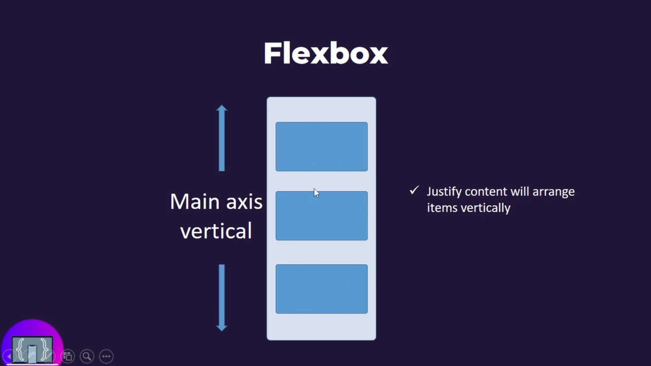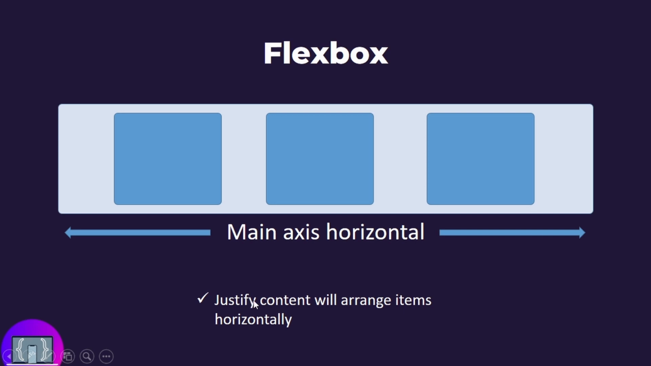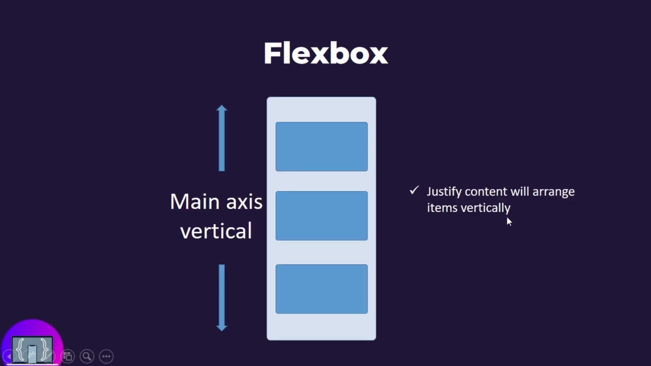And in case the main axis is vertical, which we have in this case, the justify content property is going to arrange the items vertically. So it's going to justify the content vertically in this case. Unlike this case, justify content works horizontally, but when the flex axis is vertical, justify content is going to arrange them vertically. So you need to take note of that, and we are going to see how it applies in code.